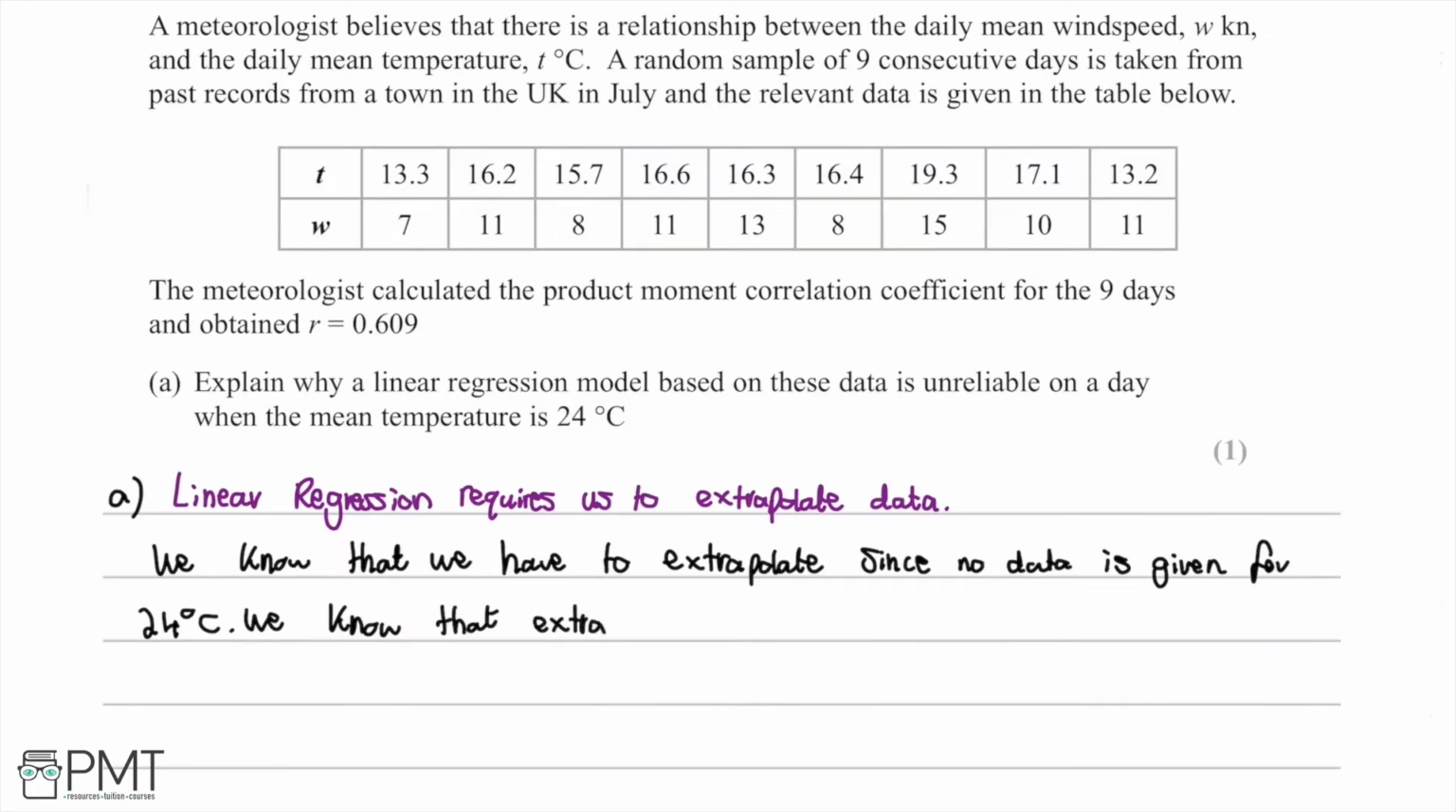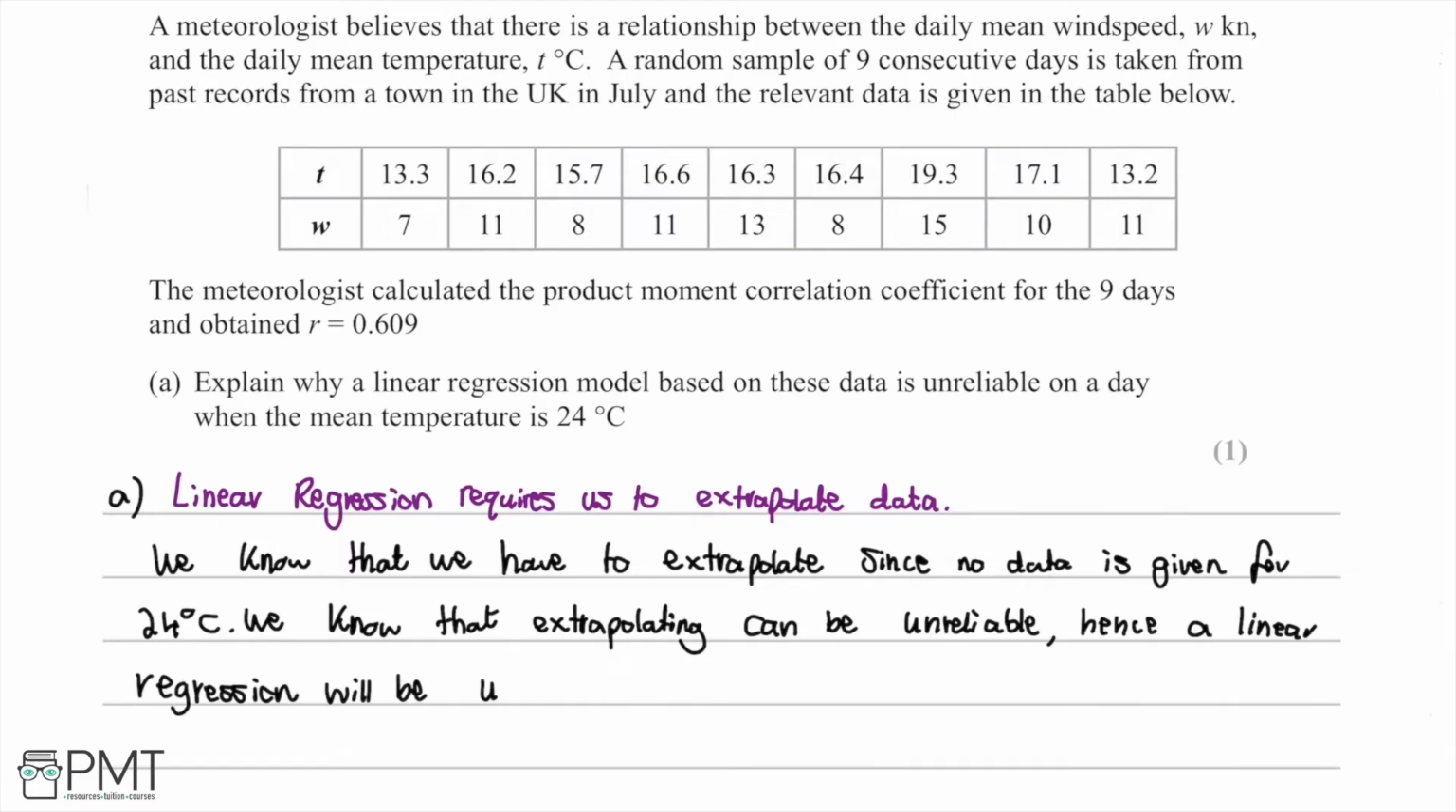Extrapolating can be unreliable. Hence, a linear regression model will be unreliable. In this question there was 1 mark available, and we received this for a statement about extrapolating being unreliable.